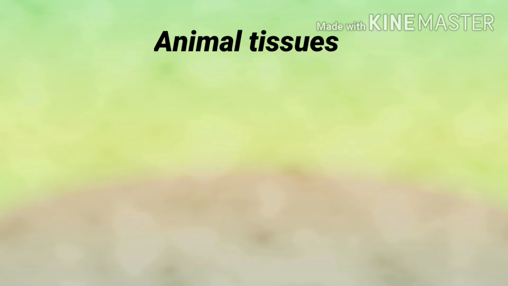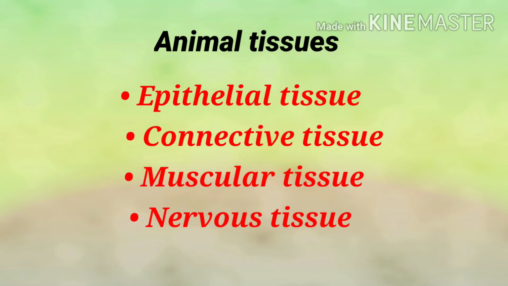Dear students, today we are going to discuss animal tissues. There are four types of animal tissues: epithelial tissue, connective tissue, muscular tissue, and nervous tissue.